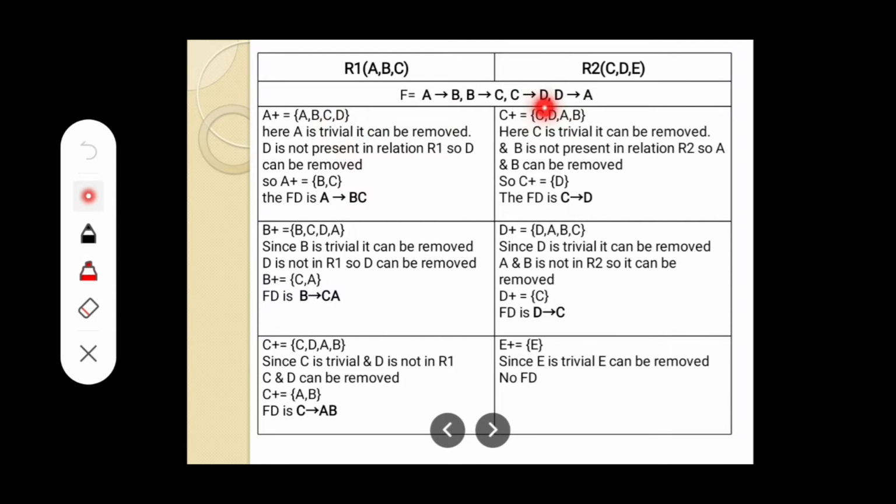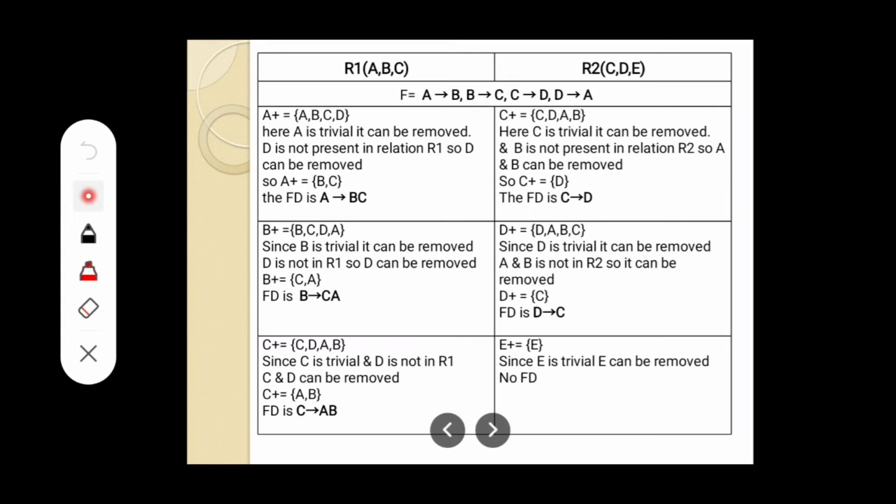Anything starting with D? Yes, D determines A. A is already there, so you don't have to repeat it. Clear? So the closure of A is A, B, C, D. Now we need to reduce certain attributes from this A closure.